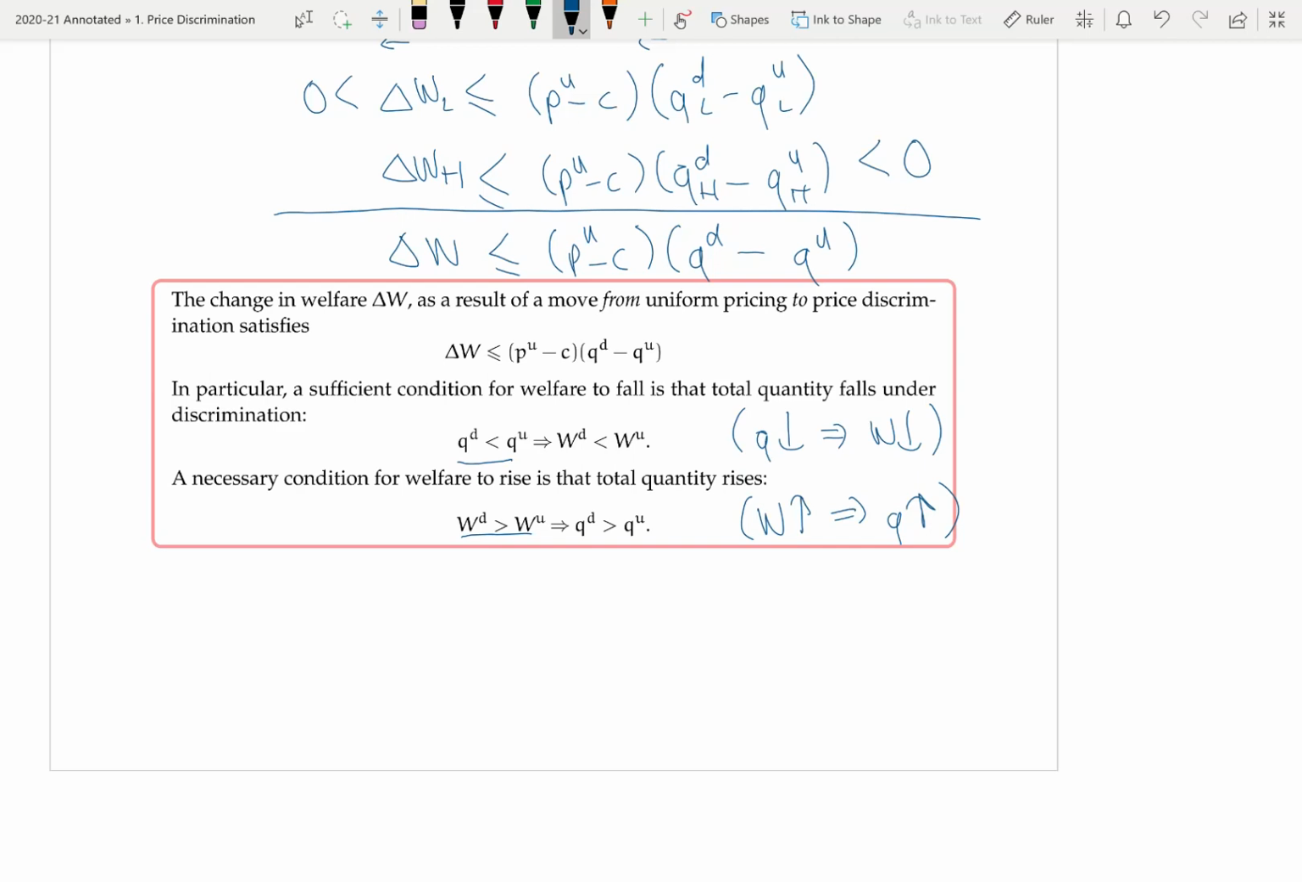So we know that if we go from allowing third degree price discrimination to not allowing it, and the quantity goes up, then that move was a good thing. We also know if we go from not allowing price discrimination to allowing it, and the quantity goes down, that's a bad thing. So this gives us a simple way to test whether price discrimination is bad or good. We can just look at the quantity and how that changes as we go from uniform pricing to price discrimination, or vice versa.